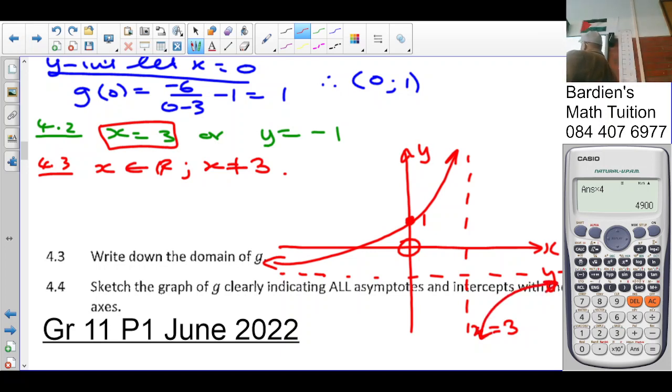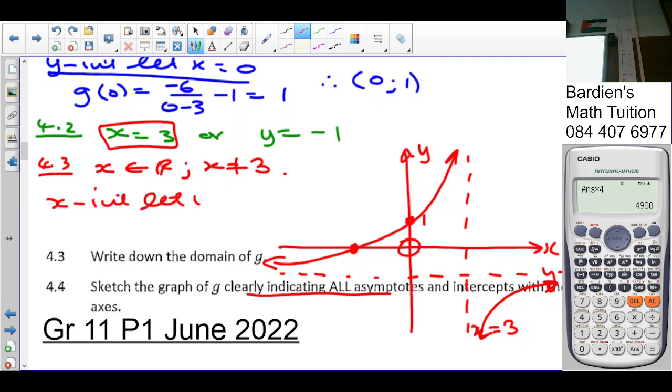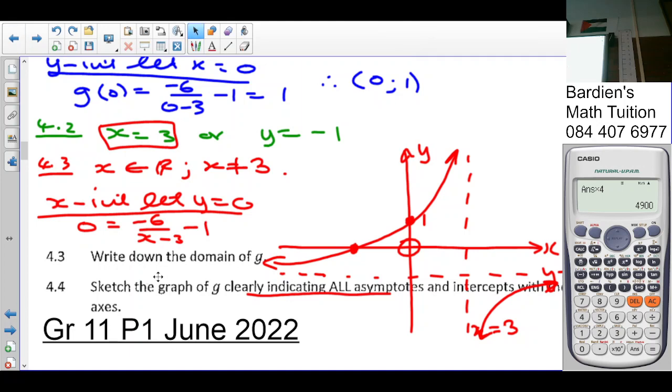If they ask you to work out the x-intercept, we should have actually worked it out. They wanted you to indicate all asymptotes and intercepts. So there should be a mark allocated because of how the question is structured. So how do you work out the x-intercept? We let y equal 0. So we say 0 is equal to negative 6 over x minus 3, minus 1.